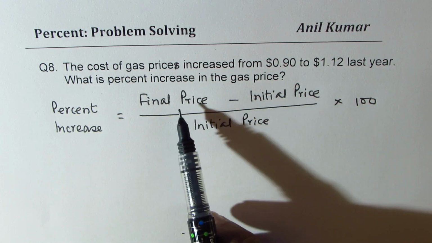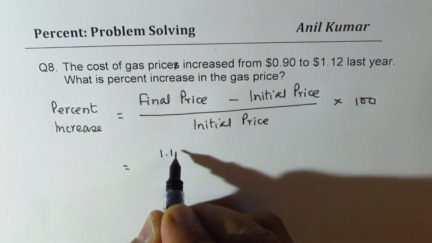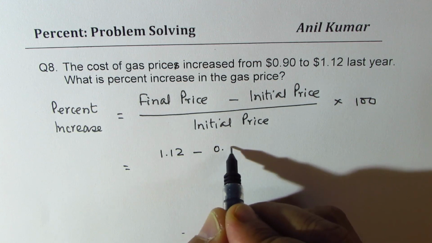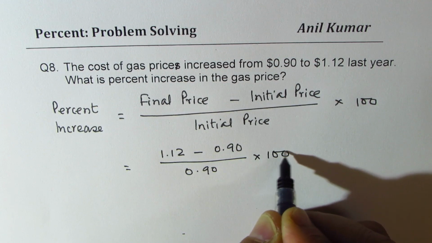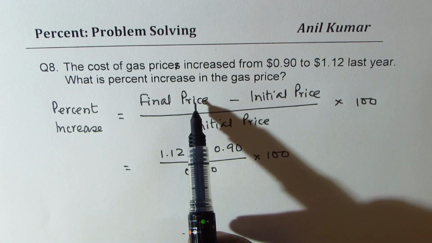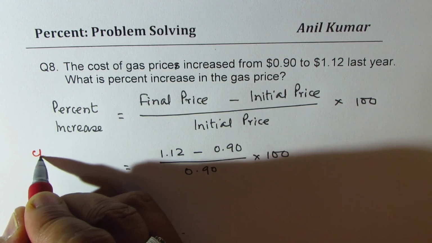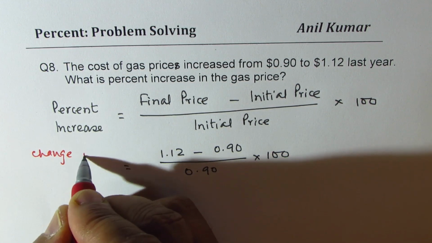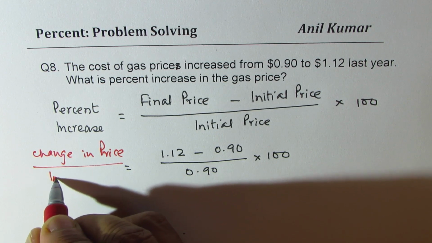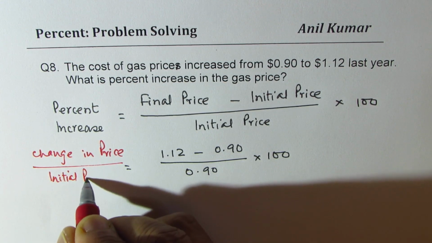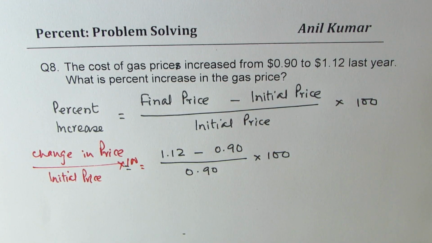Where you end, that is the final price. So in our case, we are given final price is $1.12, initial price is 90 cents. You have to divide by 90 cents and multiply by 100 to get your answer, correct? So that is the change in price, right? So you should also consider this as change in price over starting price, or initial, times 100 to get the percent, right? So you could consider that also.